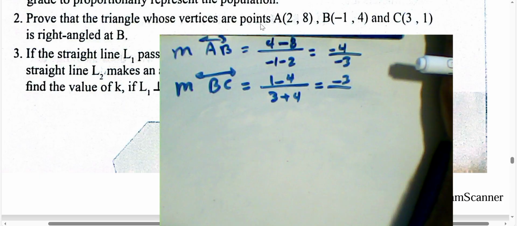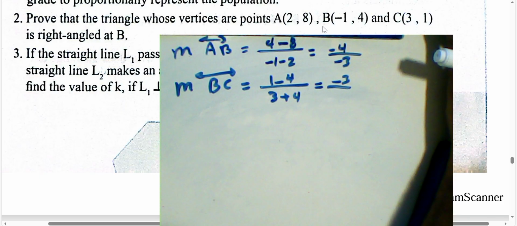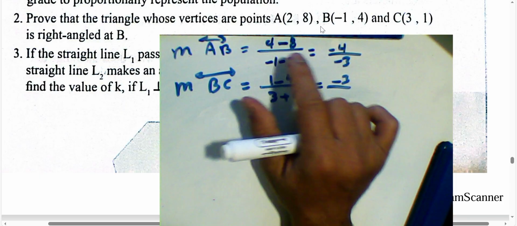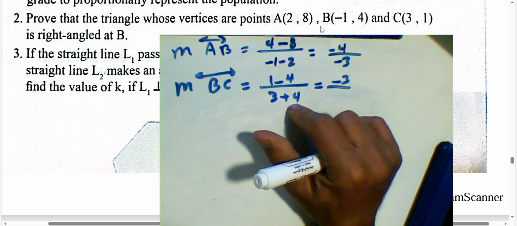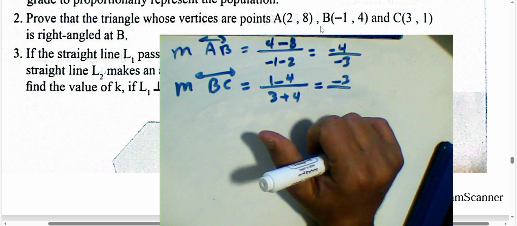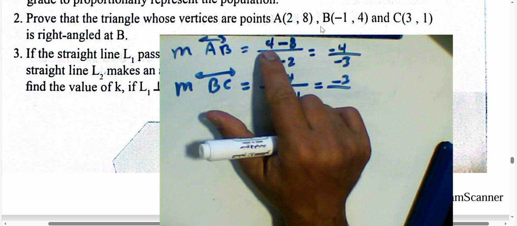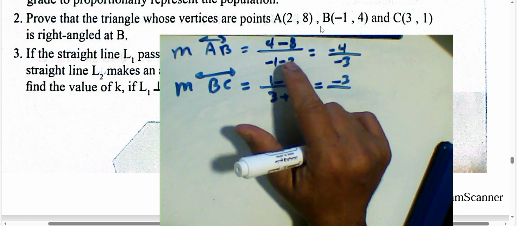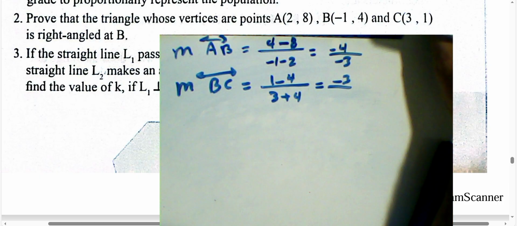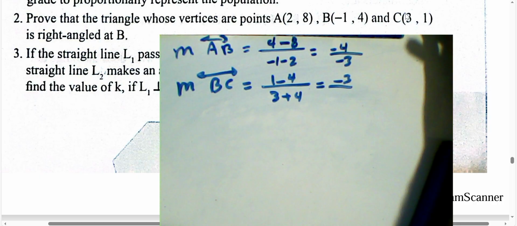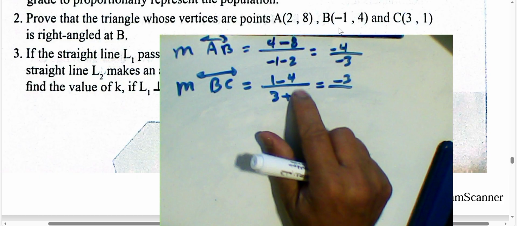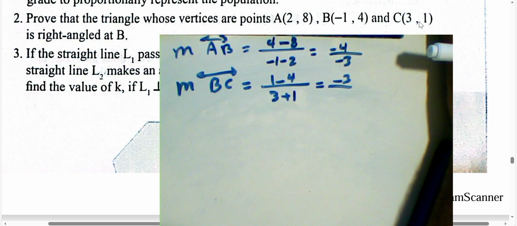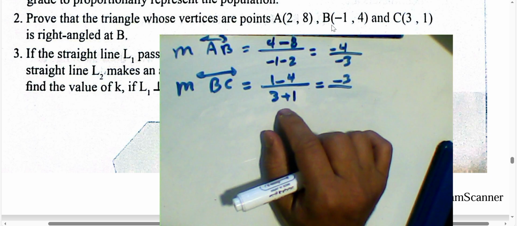Again, we have AB and BC. 4 minus 8 and negative 1 minus 2, and here 1 minus 4 over 3 minus negative 1. It will be positive 4. So we had a mistake here. 4 minus 8 is negative 4 and negative 1 minus 2 is negative 3. Look here, again: 1 minus 4 over 3 minus minus 1, that is 3 plus 1, which equals 4.